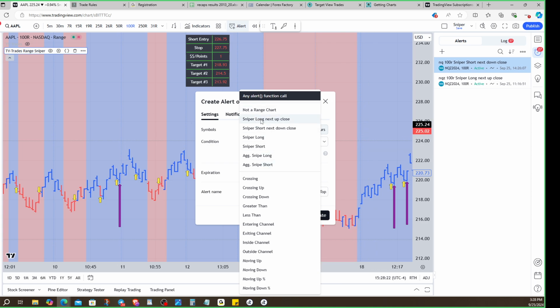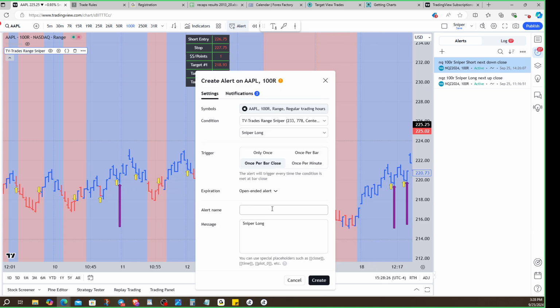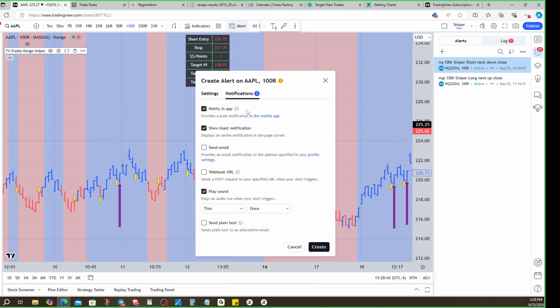That's how you set the alert if you want to set an alert for sniper long. You choose once per bar close. Then down here, what I usually put in is, like, Apple, and this is 100 range. So it's a $1 chart for Apple.